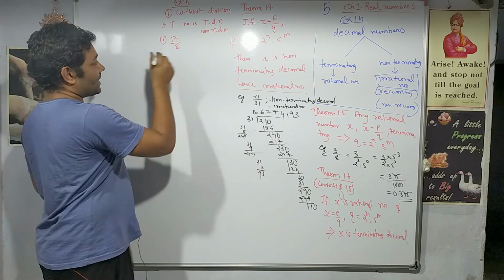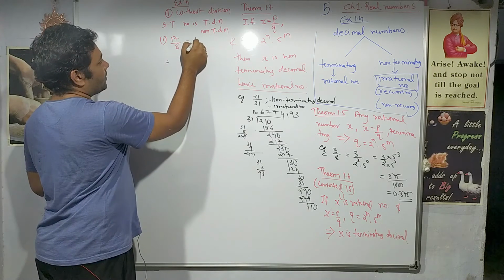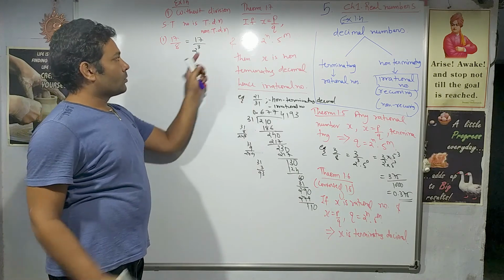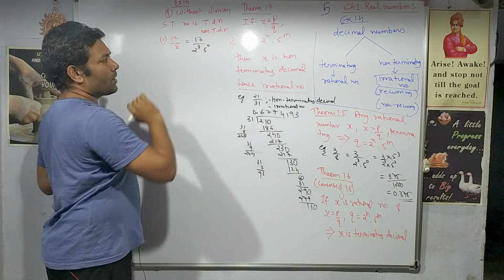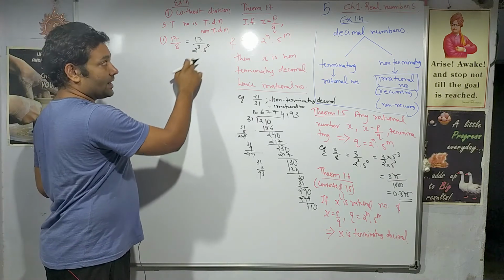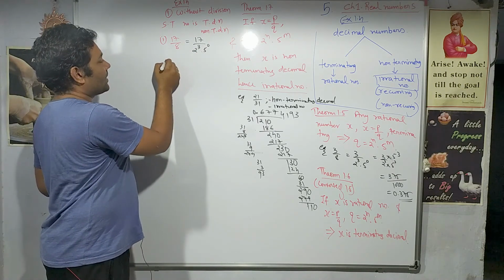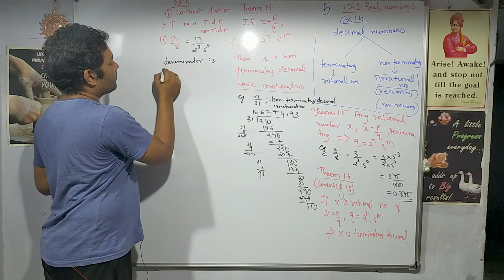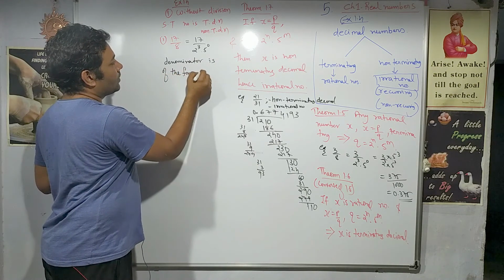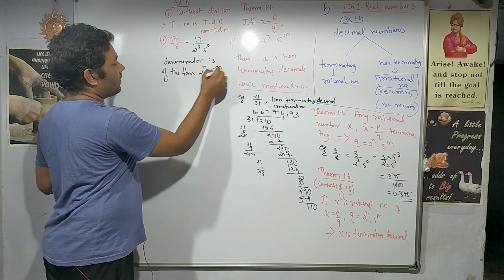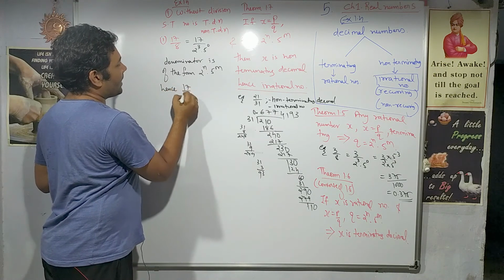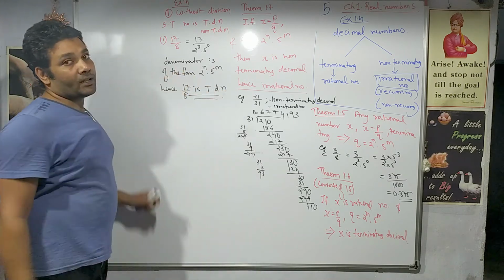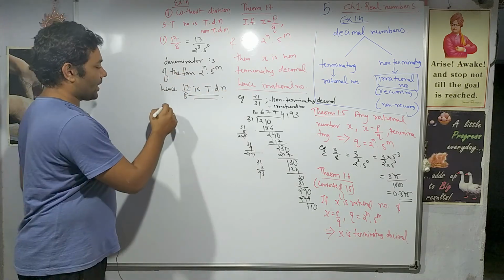So obviously here we can see that the denominator can be written as 2 to the power m, 2 to the power n, and 5 is missing, you can write 5 to the power 0, right? So obviously it is in this form, right? So we can write down here that the denominator is of the form 2 to the power n times 5 to the power m, hence 17 by 8 is a terminating decimal number. Obviously it is a terminating decimal number. Even if you divide, you can check.